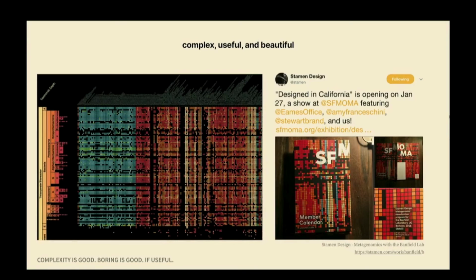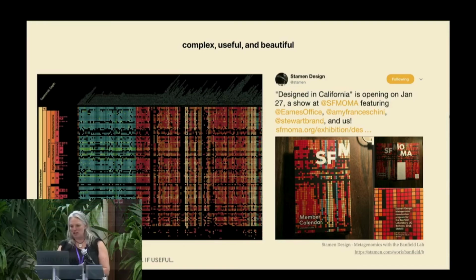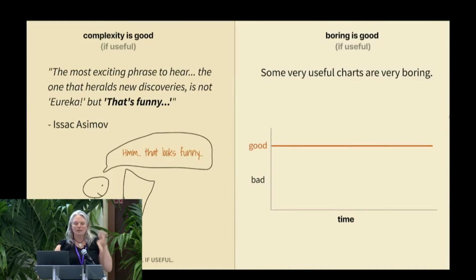You can also make charts that are complex and useful and beautiful, especially when you partner with people that are excellent at making things beautiful. This was from Stamen Design back in 2016. I worked on this project. It was a really amazing project to get to work on, and it showed up in SF MoMA as well. This was made for scientists. A lot of complexity here, a lot of intentional design that made it work. So complexity is good if useful.